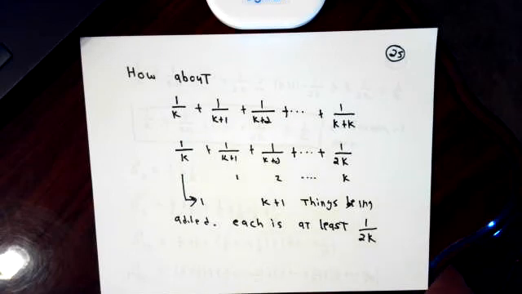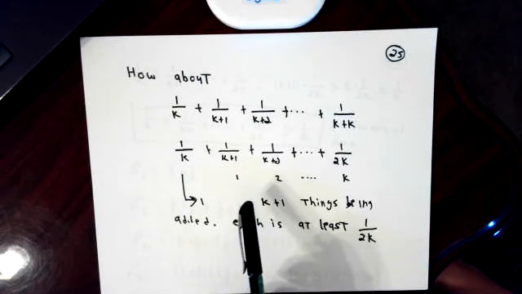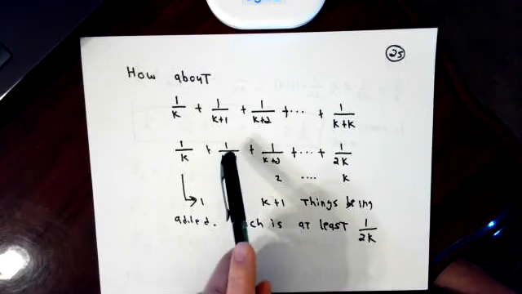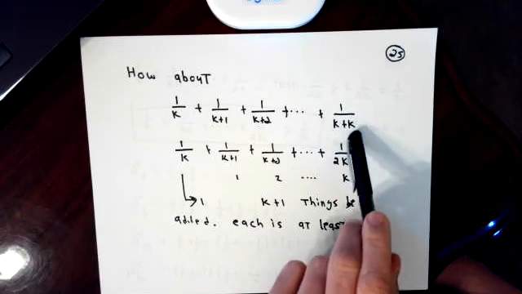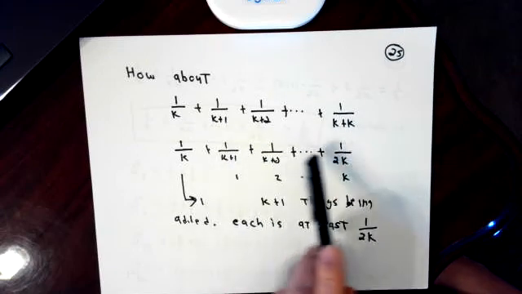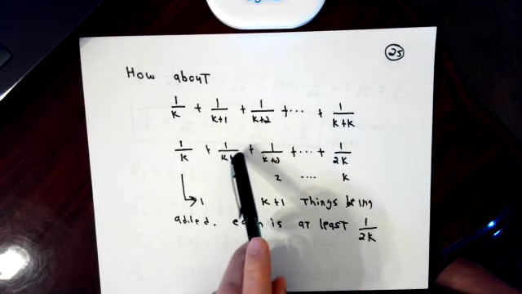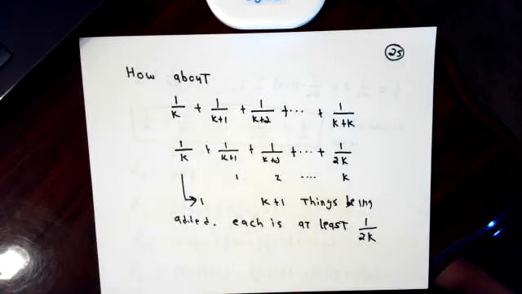I want to think about two things here. How many of these terms are there, and how big are they? If I think about what I'm adding to the k on the bottom, I would have 1, 2, and so forth, up to k. There are k of these terms. And then I've got that one, which makes k plus 1. We are adding up k plus 1 terms here.